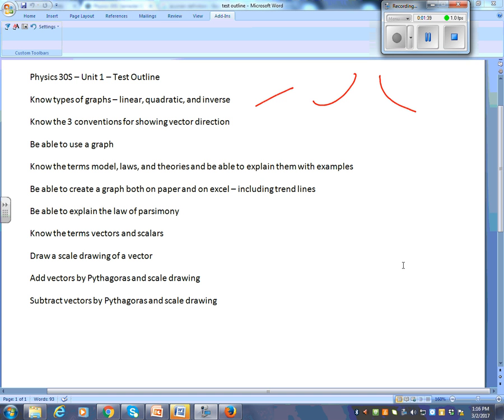You should be able to use a graph. In other words, I might give you a graph and say, how much weight does 200 milliliters of this substance weigh? Use a graph. You should know the terms models, laws, and theories and be able to explain them with examples. You should be able to create a graph both on Excel and on paper, including the trend lines.